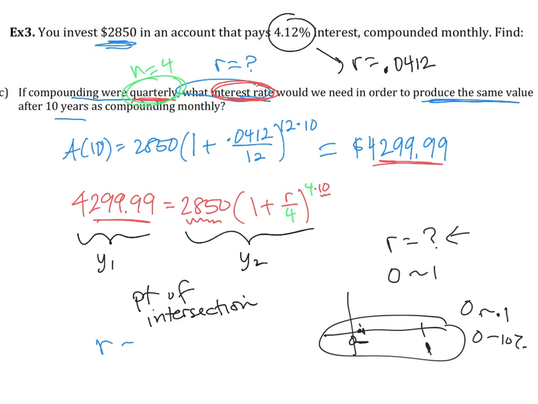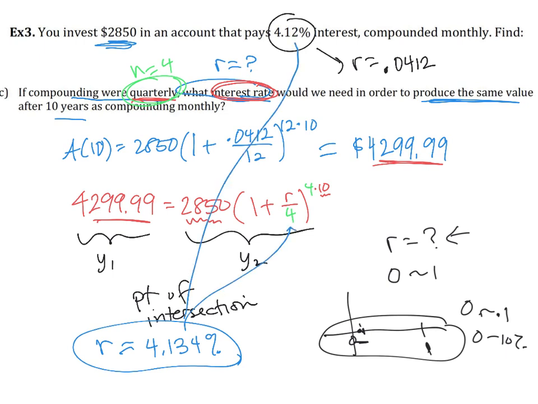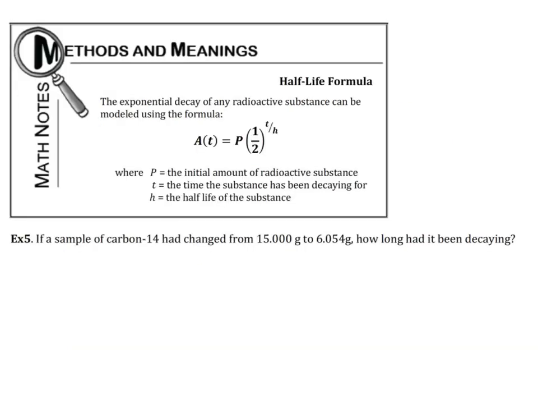And what should you get for an answer? You should have gotten an interest rate of 4.134%. So we compound it less times, which tells you you're going to need a slightly higher interest rate because you're compounding it less times. Talk to someone around you if you're not sure what's going on.